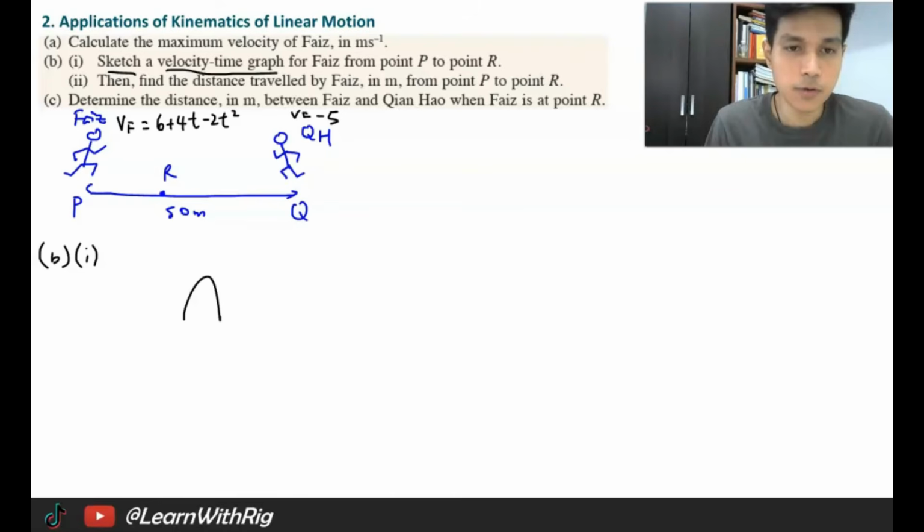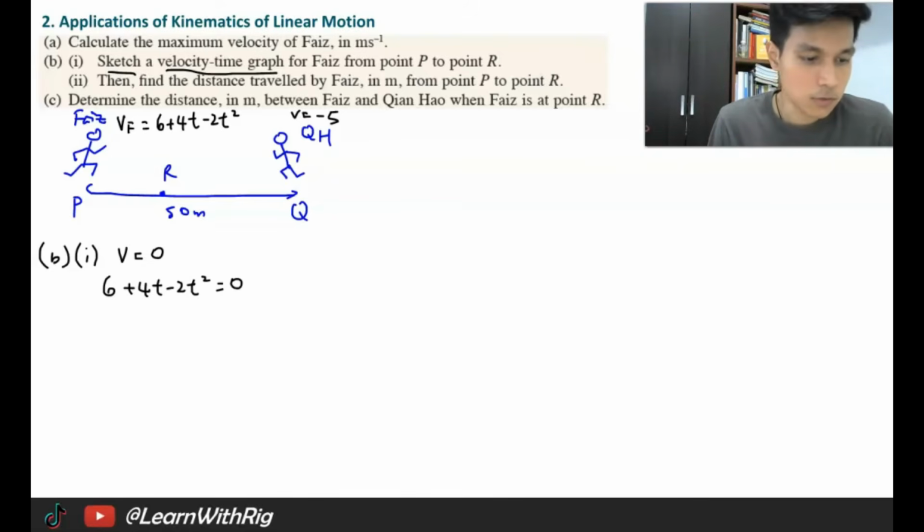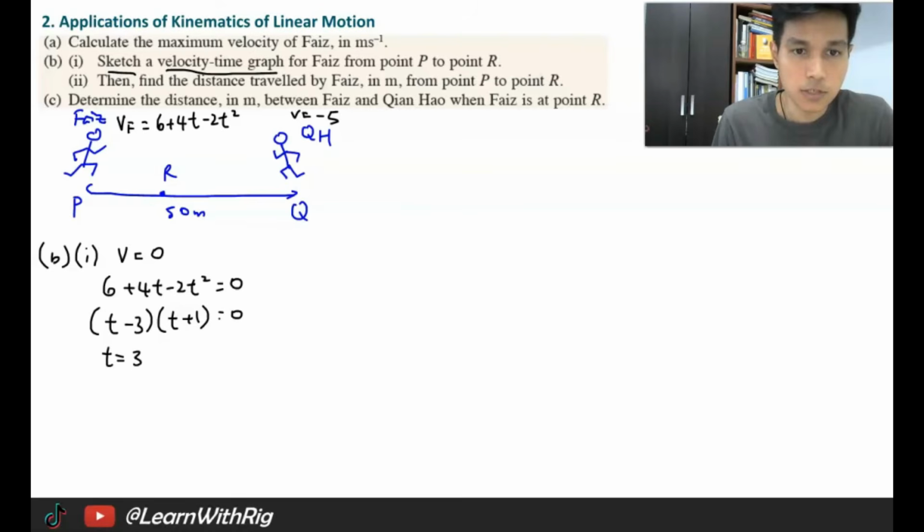And the first thing you want to know is the intercept. You want to find the x-intercept. When you find the x-intercept, y equals 0, so in this case v equals 0. So 6 plus 4t minus 2t square equals 0. So you will find t minus 3, t plus 1. So the two intercepts are, one at 3, one at -1.